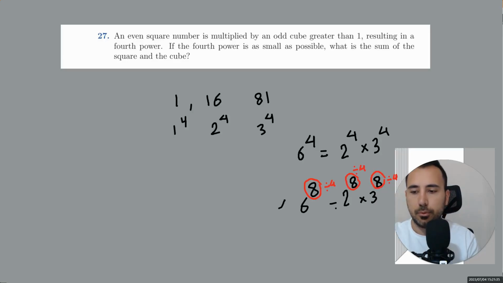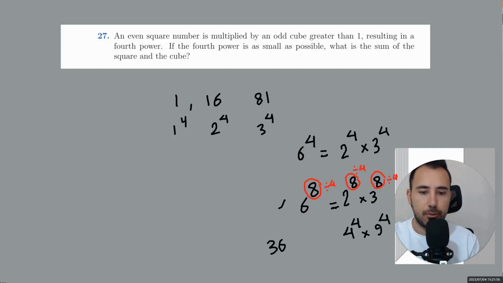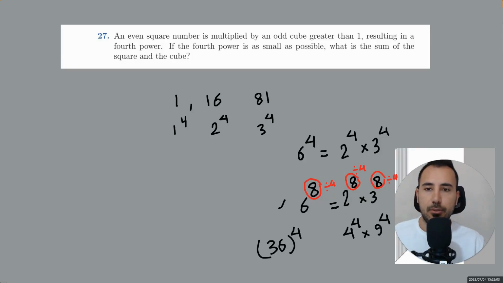So, for example, what is this number? This one, 2 to the power of 8, I could write it as 4 to the power of 4 multiplied by 9 to the power of 4. So it will be 36 to the fourth power, in case you wonder. Okay, so I gave you this small introduction.